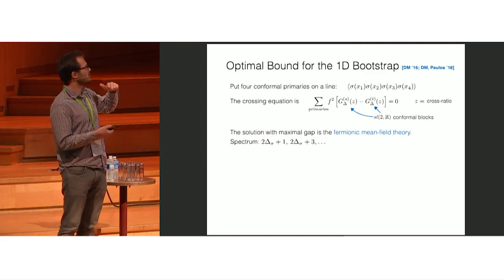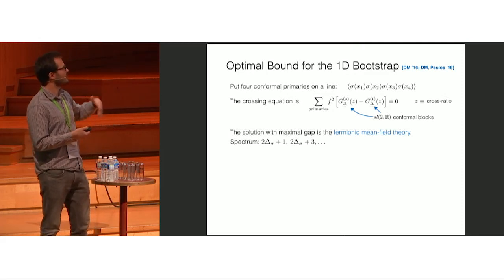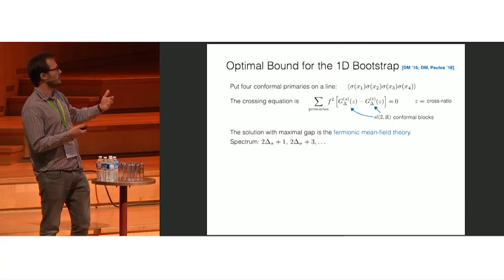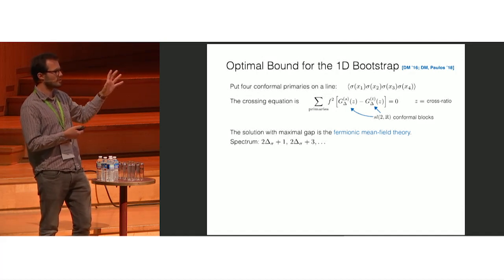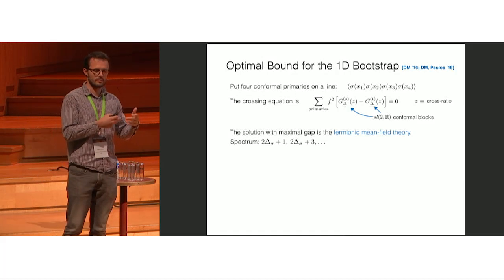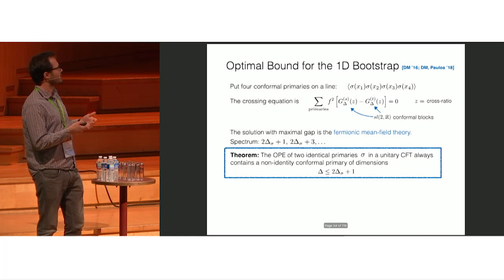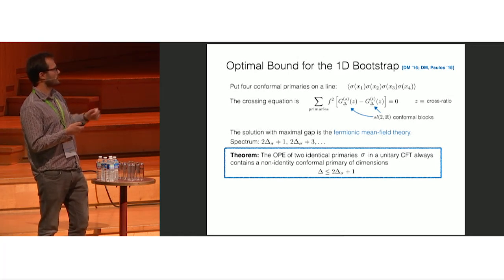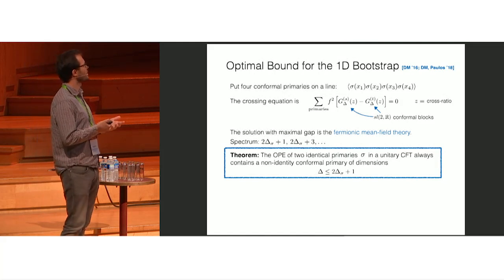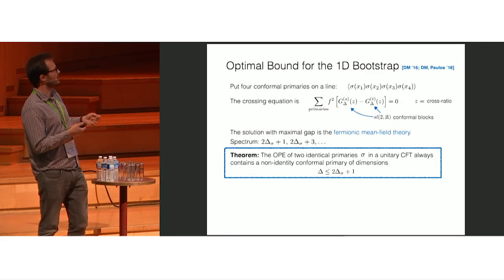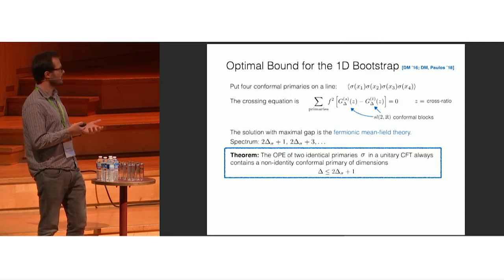Here it turns out that the solution of this problem with maximal gap is the so-called fermionic mean field theory. So this is a theory which has a very simple spectrum, just 2 delta sigma plus odd integers. These operators are basically the double-trace composites of the two fermions. So one can prove a theorem which says that the OPE of two identical primaries sigma in a unitary CFT always contains a non-identity conformal primary of dimension delta less than 2 delta sigma plus 1.